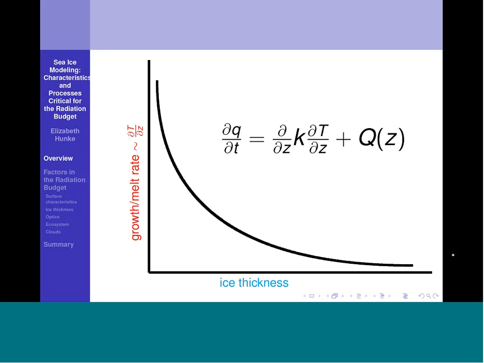One essential aspect of sea ice thermodynamics is the variation of the growth and melting rates for different ice thicknesses. This is just a cartoon, but it illustrates that when the ice is thin, as it is over here on the left, it grows and melts very quickly because the rate goes like the vertical derivative of the temperature.